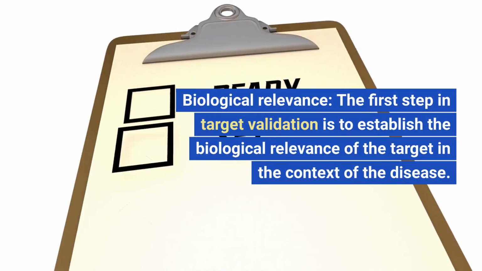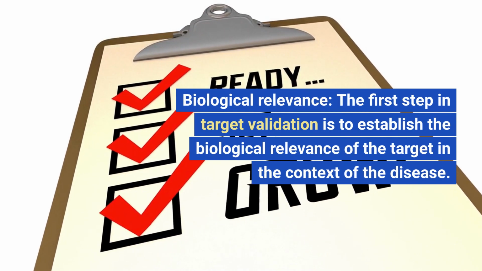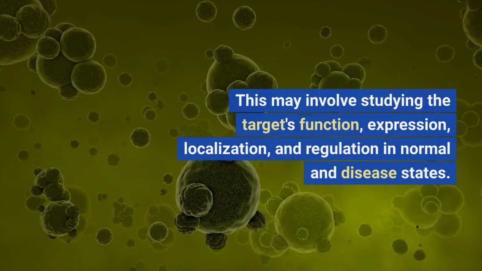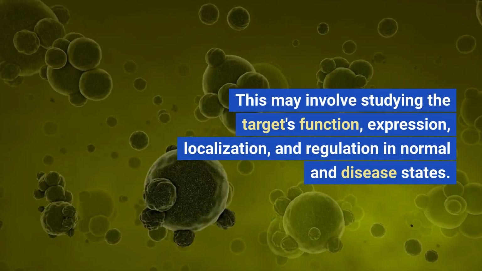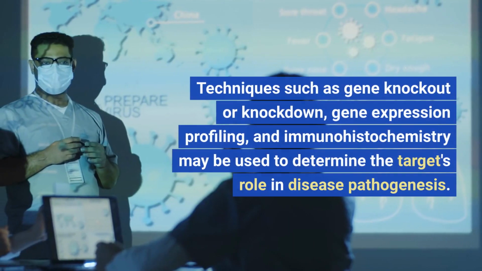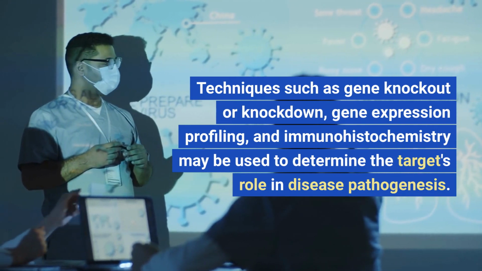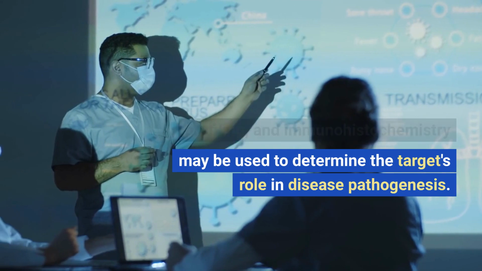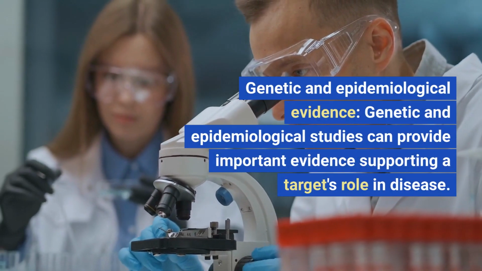Biological relevance. The first step in target validation is to establish the biological relevance of the target in the context of the disease. This may involve studying the target's function, expression, localization, and regulation in normal and disease states. Techniques such as gene knockout or knockdown, gene expression profiling, and immunohistochemistry may be used to determine the target's role in disease pathogenesis.